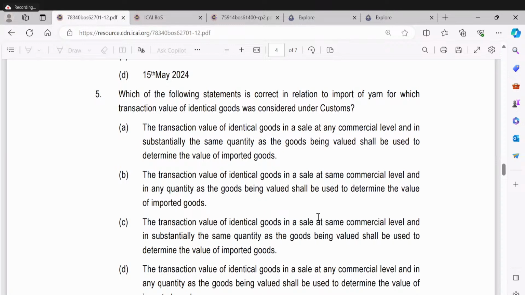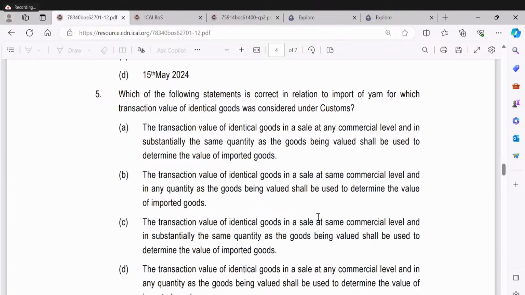I will read out all 4 statements and then I will wait for your answers. The transaction value of identical goods in a sale at same commercial level and in any quantity as the goods being valued shall be used to determine the value of imported goods. The transaction value of identical goods in a sale at same commercial level and in substantially the same quantity as the goods being valued shall be used to determine the value of imported goods.